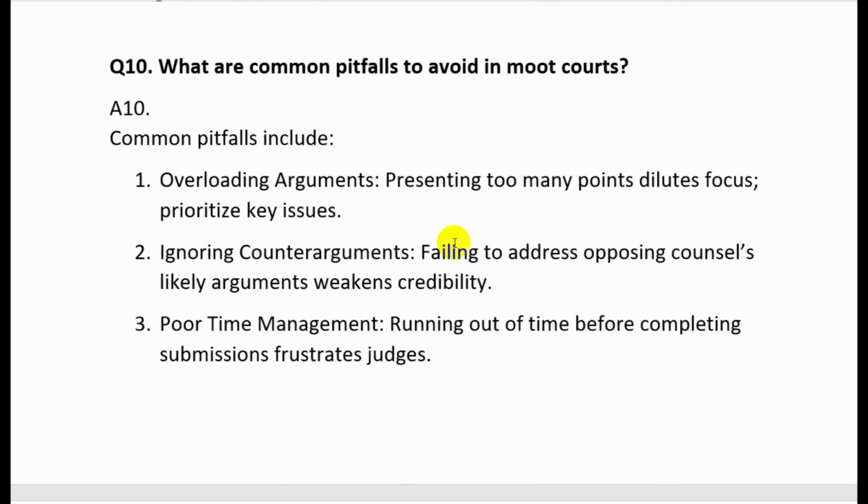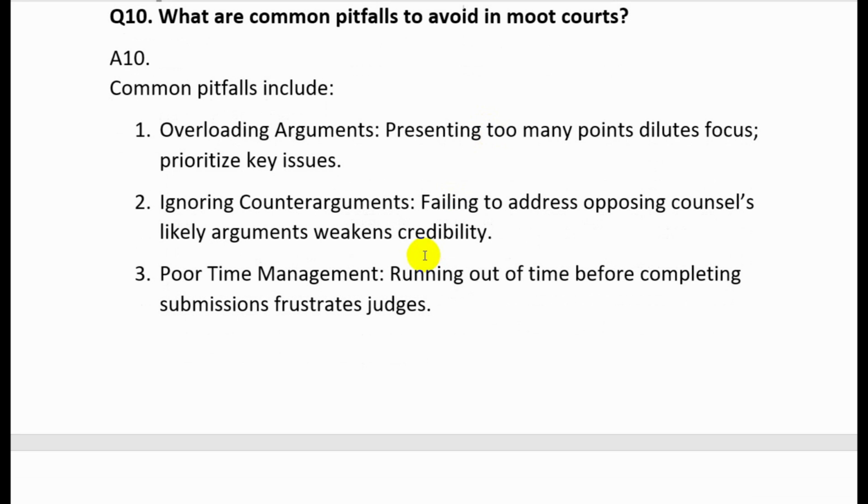Next, what are the common pitfalls to avoid in moot courts? Common pitfalls include overloading arguments, that is, unnecessary arguments, or increasing the length of the argument. Presenting too many points dilutes focus. Prioritize key issues. That is, the most impactful arguments have to be presented first, and not to give too many facts for that argument. Present it as concisely as possible.